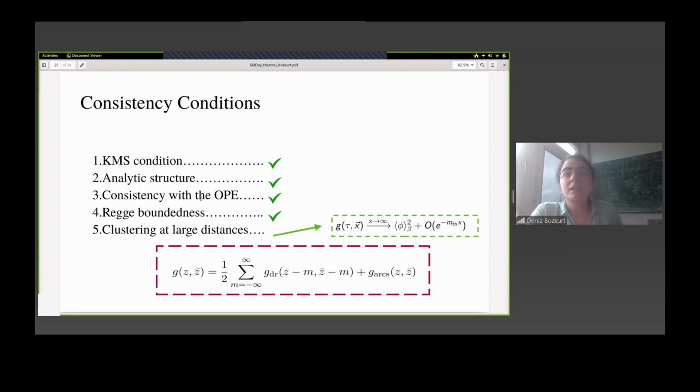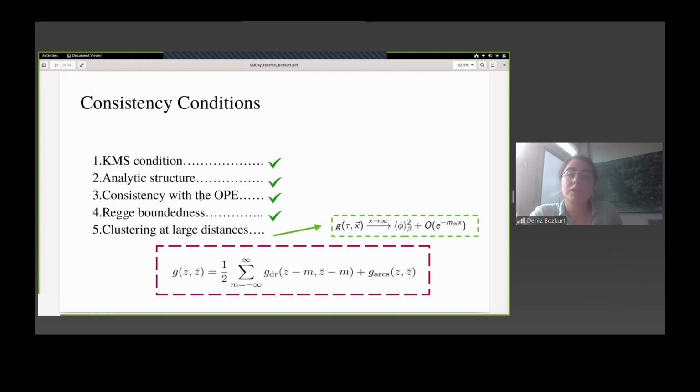numbers. And then the last consistency condition that Saskia asked before is that we expect to have clustering at large distances, and this means that when we take the two operators very far away from each other in the spatial separation, we expect the correlator to first of all have its one-point function in the leading order and then decay with respect to the thermal mass. And this is not something we can input, this is not something that we can ensure at this level.